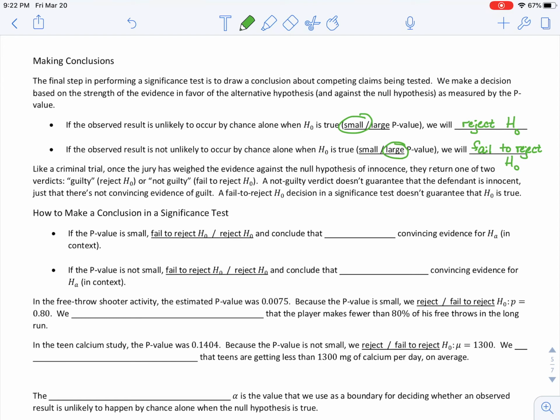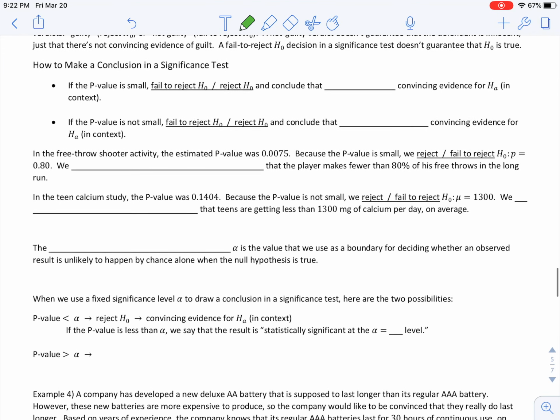So, like I mentioned earlier, in a criminal trial, once the jury has weighed the evidence against the null hypothesis of innocence, they return one of two verdicts. They're guilty, there's evidence to say, yeah, reject what was assumed to be true, innocence, the null hypothesis, or not guilty. You're going to fail to reject the null hypothesis. A not guilty verdict doesn't guarantee that the defendant is innocent, just that there's not convincing evidence of the guilt. A fail to reject the null decision in a significance test doesn't guarantee that the null is true, just that your sample didn't happen to give evidence for it.